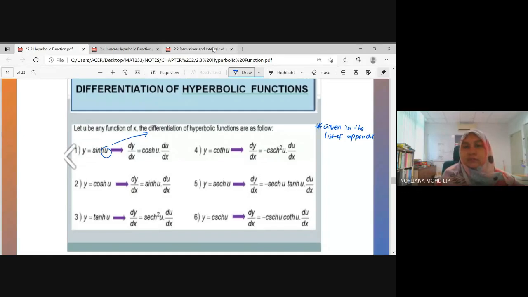And number 5 is the differential of hyperbolic secant. So equal to negative hyperbolic secant, hyperbolic tangent u times du over dx. And the last one is the differential for hyperbolic cosecant. So equal to negative hyperbolic cosecant, hyperbolic cotangent u times du over dx. Okay, there are 6 formulas. You must know all of these. They are given in this file.